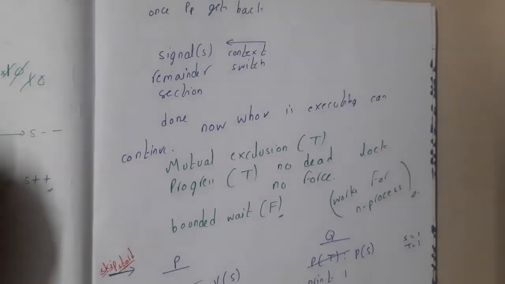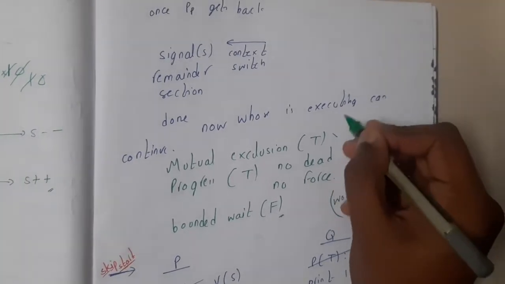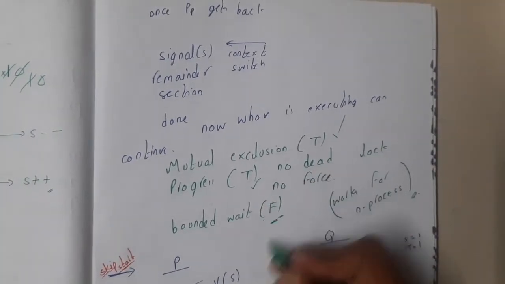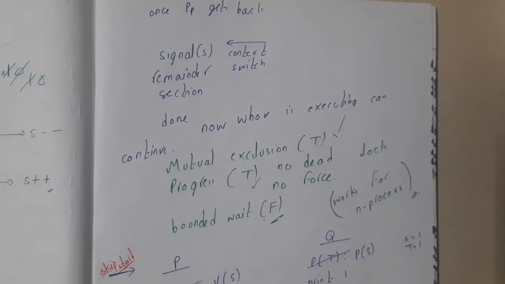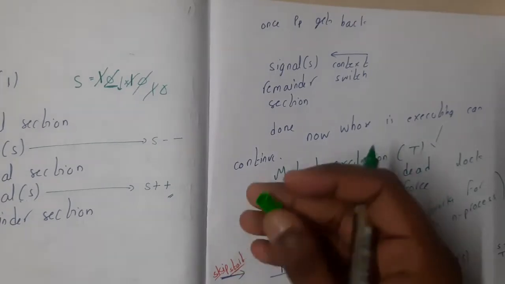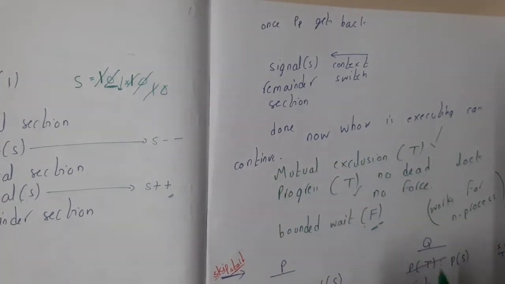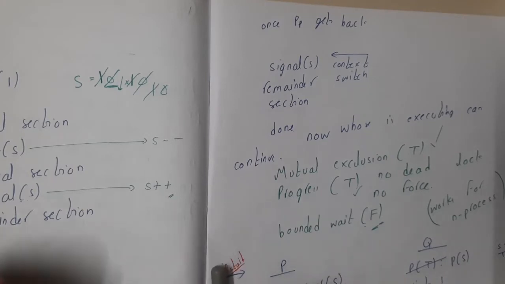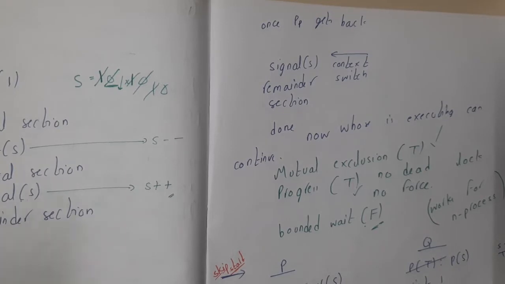Basically, semaphores follow mutual exclusion and progress, but they will not follow bounded waiting, guys. With bounded waiting, if a process is waiting, we should know when it will get a chance. But here, where is that guarantee? One program could go inside and never get context switched, and it will just wait, and the outside programs will also wait along with it. That is the reason why there is no bounded waiting here, guys.